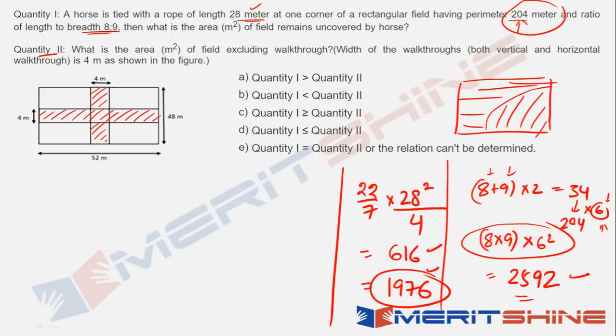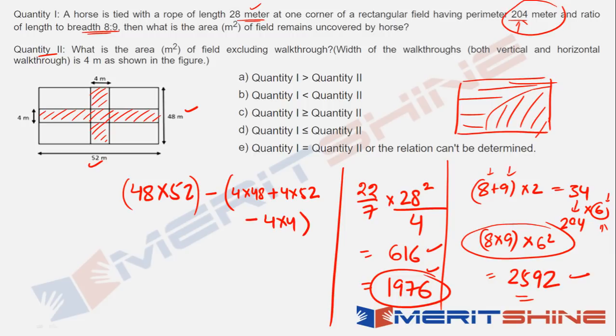Now we have to calculate the area of the remaining figure. If you look at this, what is the area of the bigger portion here? That's 48 into 52. That's given, 48 and 52. And what would you subtract from here? The area of these pathways. So what would be the area of the pathways? If you look at this, it will be 4 into 48 plus 4 into 52. And what would you subtract from this? You will subtract 4 into 4.